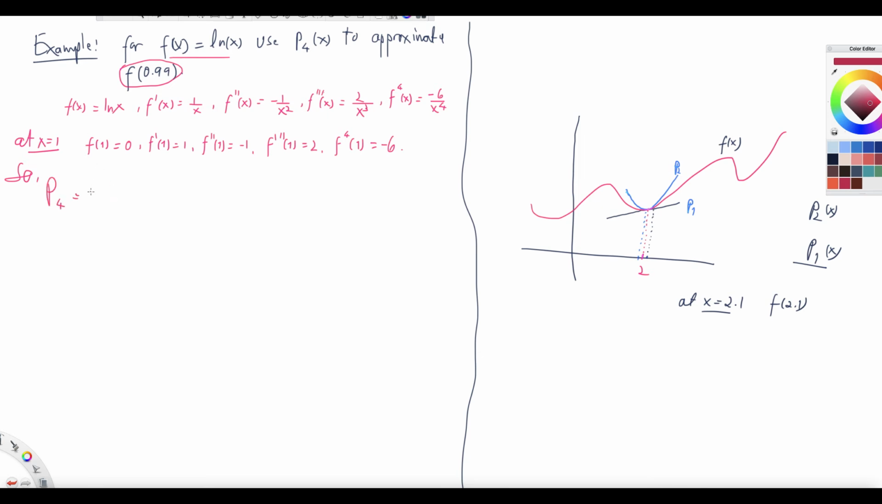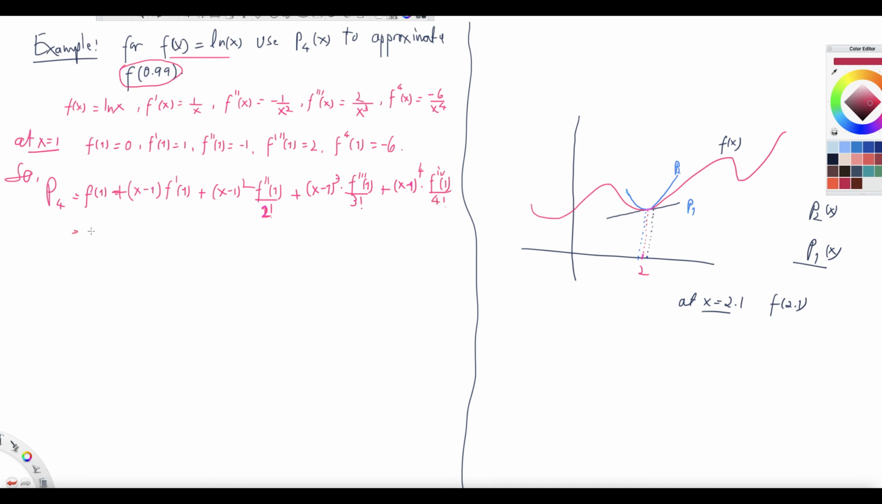So the Taylor's polynomial p4 is f at 1. What is f at 1? It is 0. Let's write down f at 1, plus x minus 1 times f prime at 1, plus x minus 1 squared times f double prime of 1 over 2 factorial, because whatever the derivative is there, that factorial is there. Then x minus 1 cubed times f triple prime at 1 over 3 factorial, plus x minus 1 to the fourth times f iv at 1, that is the fourth derivative, over 4 factorial. That's what you get, right?